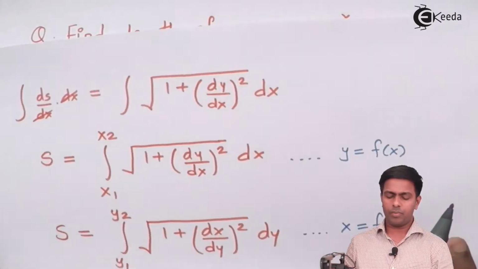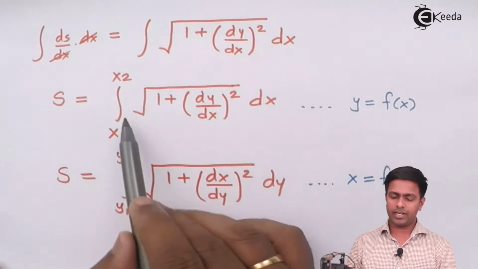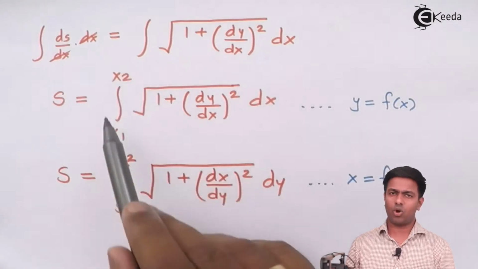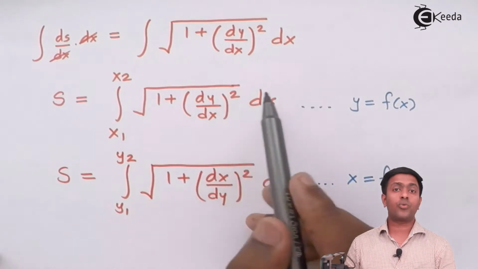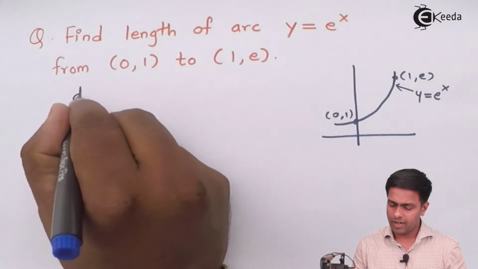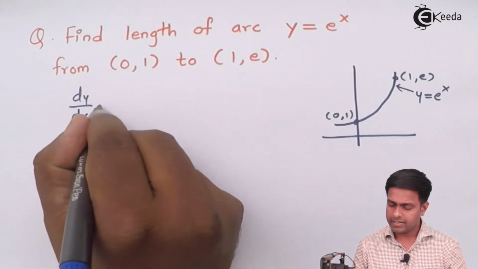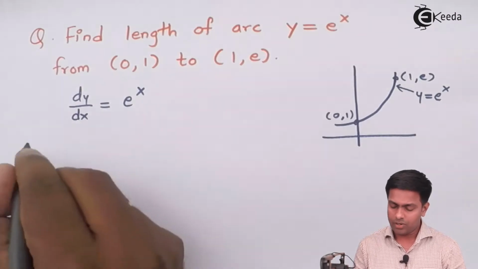So according to the formula, the length of the curve is given by s equal to integration from x1 to x2, the x coordinates of that curve, of under root 1 plus dy by dx the whole square dx. Now here let's find dy by dx. So here I'll say the value of dy by dx is again e to the power x only. Now let's find the length of the curve.